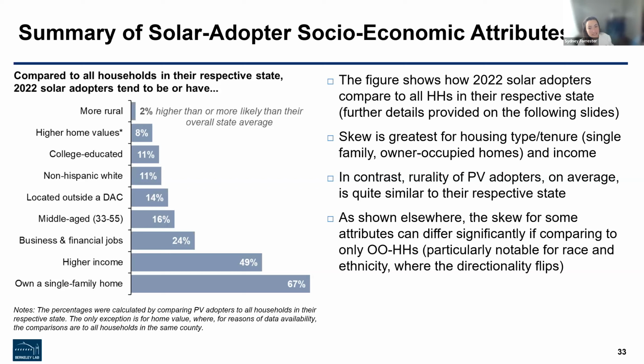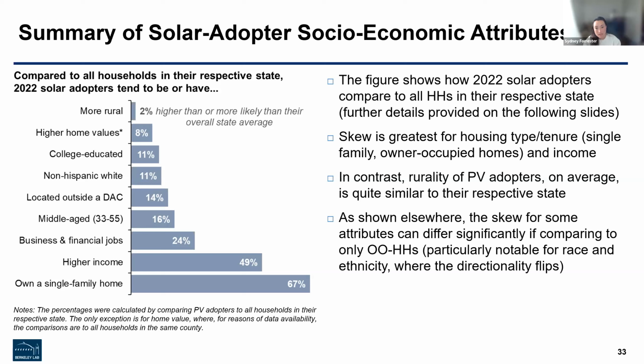So you can see here that solar adopters compared to their state tend to be a tiny bit more rural, just 2% though. And they also tend to have higher home values. I mentioned that these are all relative to their state households, but this in particular is relative to their county, just because that's the data that we had available. So the home value is just county and the rest are state. But anyway, moving on, they tend to be more college educated, more white, be located outside of a disadvantaged community as defined by the federal government.